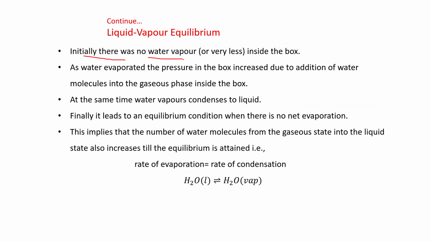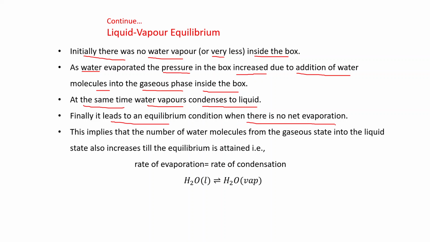Initially there was no water vapor or very little inside the box. As water evaporated, the pressure in the box increased due to addition of water molecules into the gaseous phase inside the box. Initially, the mercury level in the right limb is increased because vapors increase. At the same time, water vapors condense to liquid as the container is closed. That's why these water vapors also start to condense. And finally it leads to an equilibrium condition when there is no net evaporation.